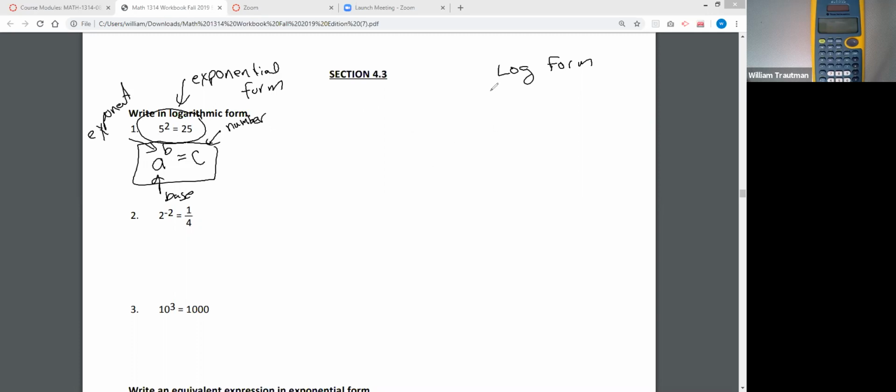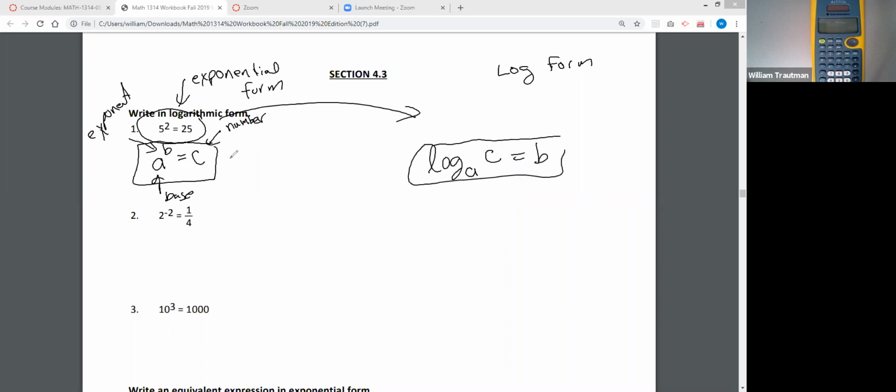So this is exponential form. To change it to log form, I'm going to put the formula down here. The log of A equals C and B. This is log form. If we call this exponential form, we call this logarithmic form. Logarithmic form is just a way of showing those exponential graphs. This is another way of looking at it.